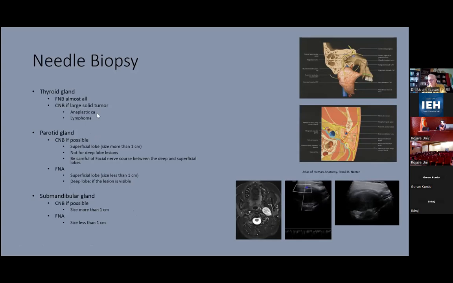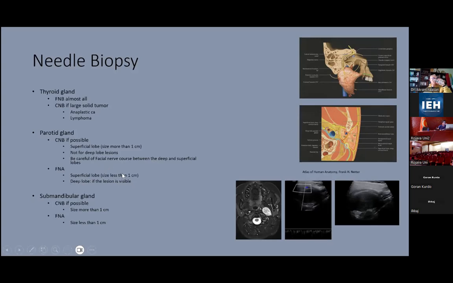For the parotid gland, we take core needle biopsy if it's possible. For the superficial lobe, if it's more than 1 centimeter, but not for the deep lobe, because between the superficial and the deep lobe of the parotid, you have the facial nerve and the blood vessels. So it's better to take fine needle for the deep lobe if the lesion is visible. Fine needle can also be taken from lesions of the superficial lobe if it's less than 1 centimeter.